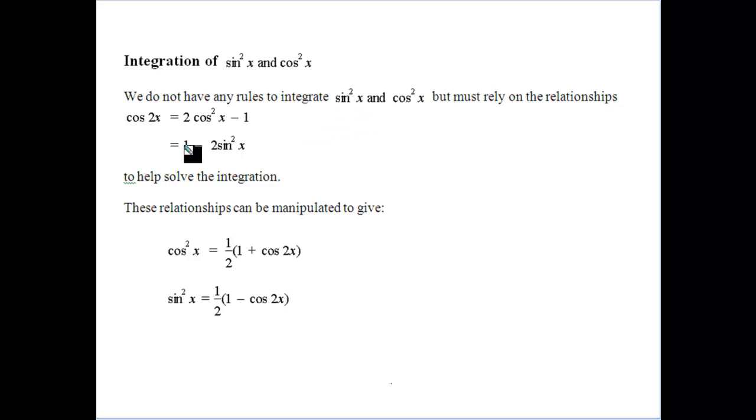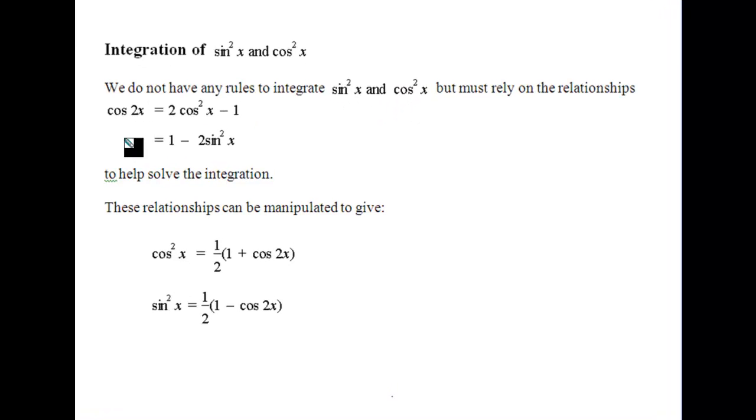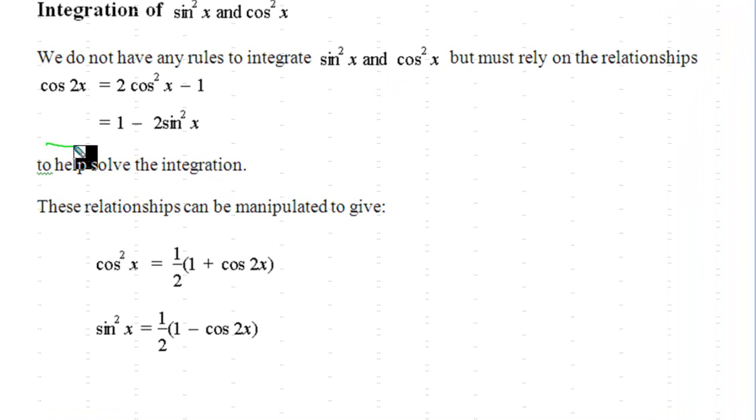So what we want to do is manipulate sine squared x or cos squared x into a form that allows us to integrate them. We use the relationship cos 2x equals 2 cos squared x minus 1, or it could equal 1 minus 2 sine squared x. Then we can rearrange that to have cos squared x equal to a half of 1 plus cos 2x, because we've added the 1 on both sides and divided by 2.